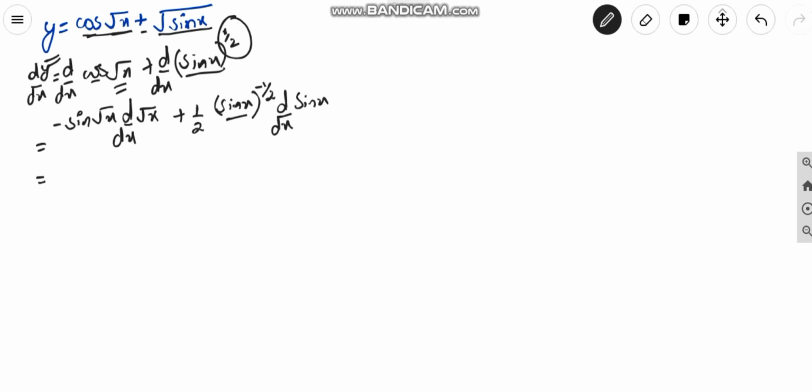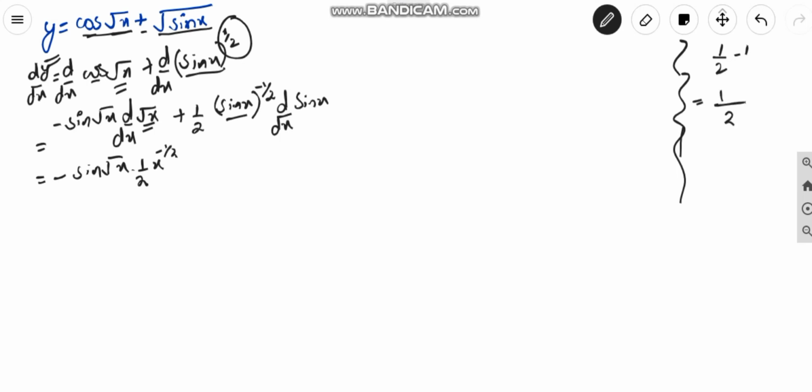Now our equation becomes minus sin square root x, and the derivative of square root x: again apply the power rule, place the power on start and reduce the power by 1. It becomes minus 1 by 2. Whenever you have to reduce the power 1 by 2 minus 1, here it becomes 1 minus 2, so our answer is minus 1 by 2. So don't confuse from it. As here the power is minus 1 by 2, you can write it in the denominator, square root sin x.